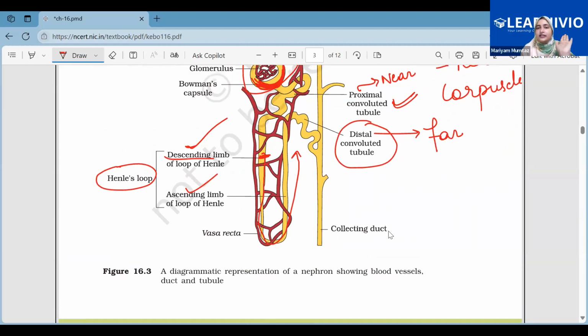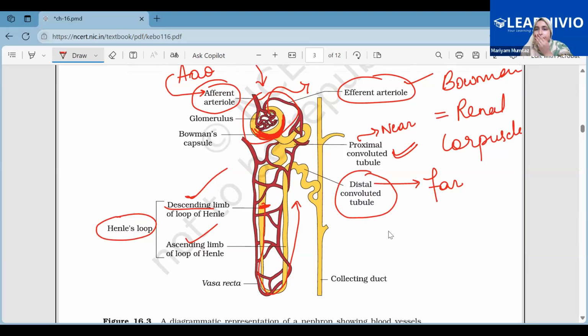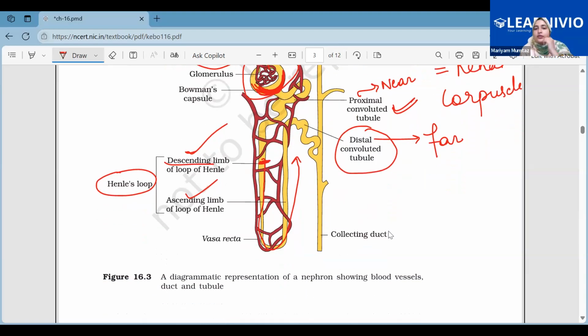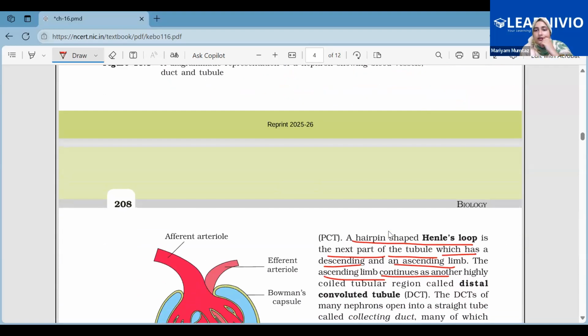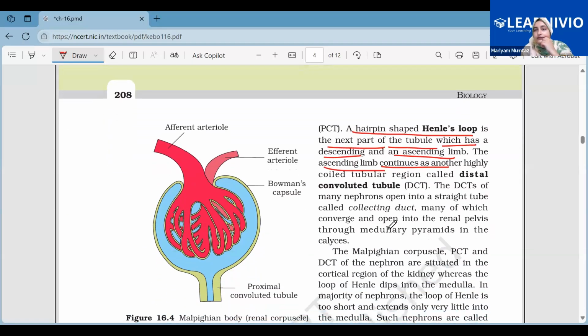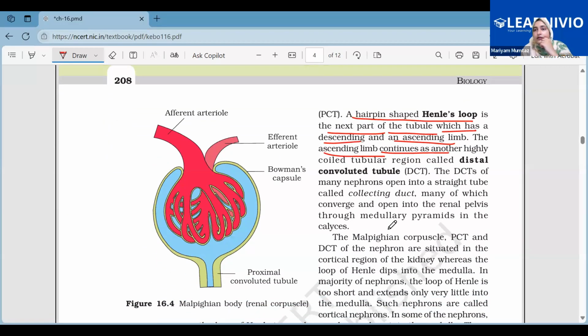But up until now, is everything clear, students? Any doubts? Anything you want to ask? No, ma'am. Okay. Ma'am, can you explain the Malpighian body again?